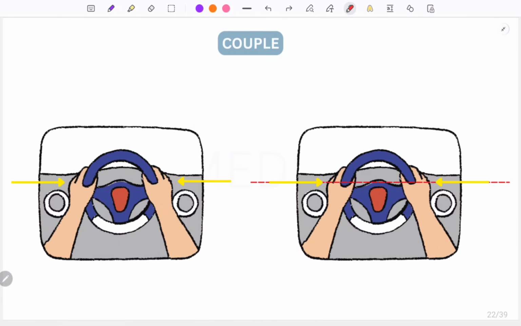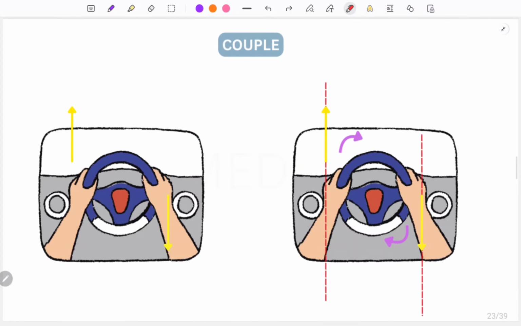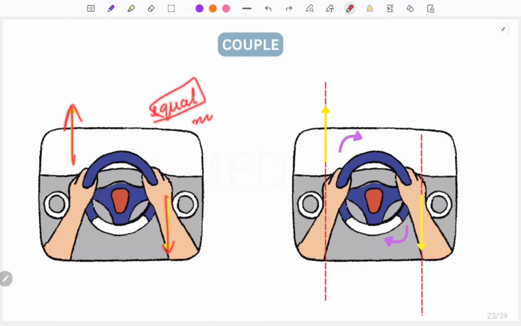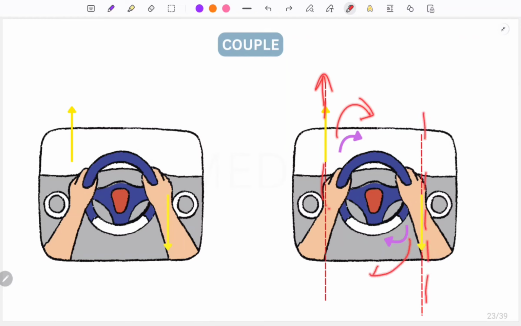Let's say, for example, you're driving a car and you're holding a steering. If you give force in this direction, like you compress the steering, this is the line of action of force. If you give force along this direction, your steering won't move. So what you have to do? You have to give forces in opposite direction in equal magnitude. This line of action of force will produce rotation in this direction and this line of action of force will provide rotation in this direction. So that's how we get couple.